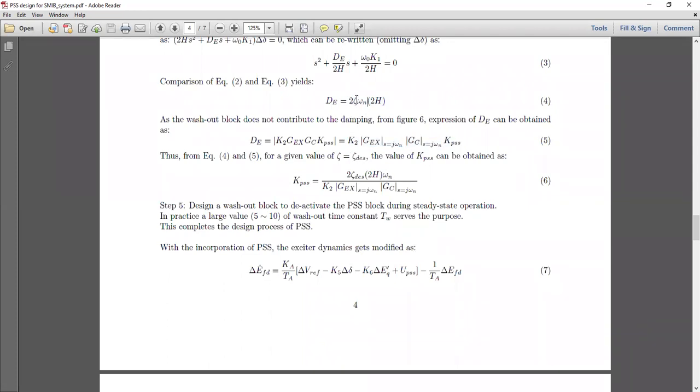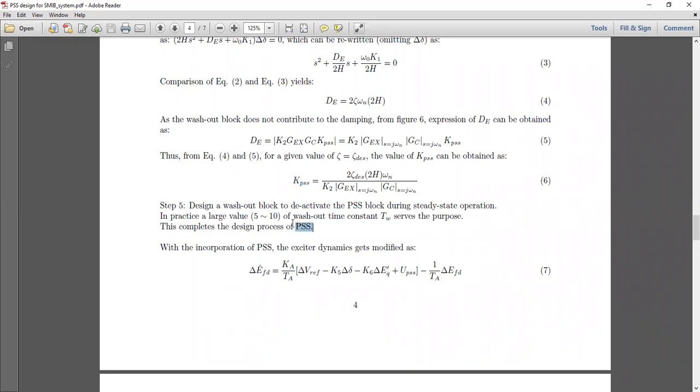Now you see a zeta term over here, this is the damping ratio. And this is where the designer's choice comes in. You have to select some value of desired damping, zeta desired, and set it equal to the zeta appearing in equation number 4. We are equating these two because both of them are delta E. We make zeta equal to zeta desired, and then simply solve for KPSS. This is what you will get, equation number 6. So by the end of step number 4, you should know your KPSS value.